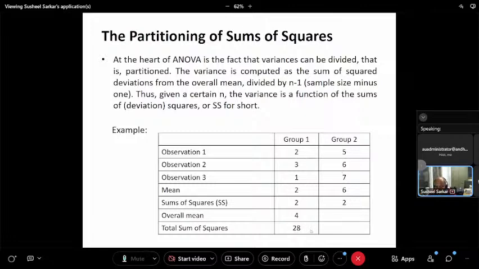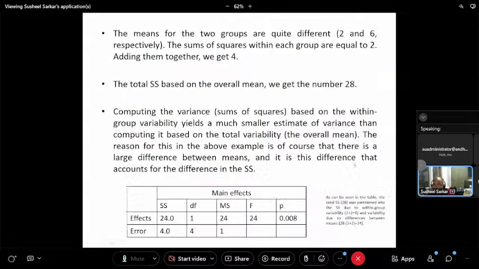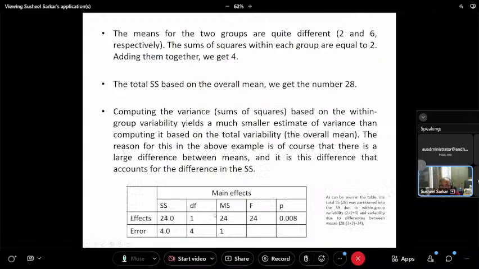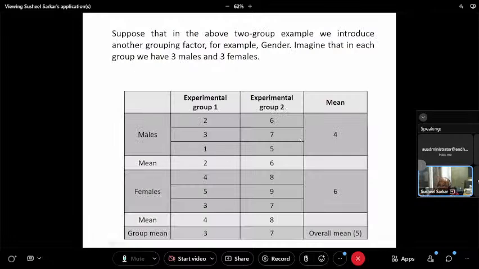And now you see, the total sum of squares is 28, and the within sum of squares is 2 plus 2 is 4. So here when we write in ANOVA, we write error 4, effect 24, and total is 28. That's how partitioning of sum of squares happens. When you have more than two groups, you will deal with each of the means and that correspondingly gives you sum of squares.